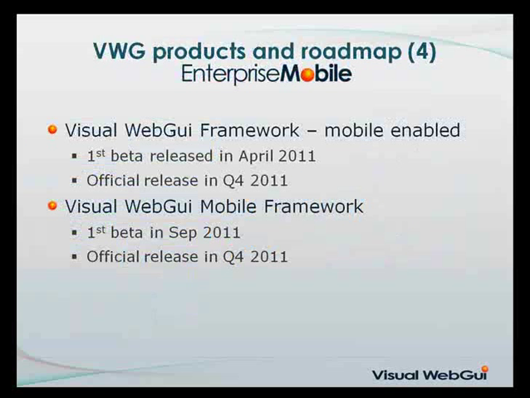So, a roadmap for mobile. The Visual WebGui framework, mobile enabled, has its first beta already released, and the official release will be in Q4 this year. The Visual WebGui mobile framework will be a designated framework, in contrast to the other one. The first one is basically our core SDK, which supports mobile and is more suitable right now, maybe, for tablet. The Visual WebGui mobile framework is a full control subset designated for mobile, with designated mobile controls. You get all the gestures and client awareness.